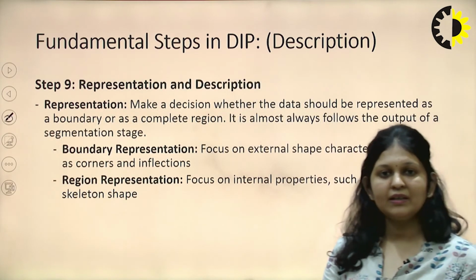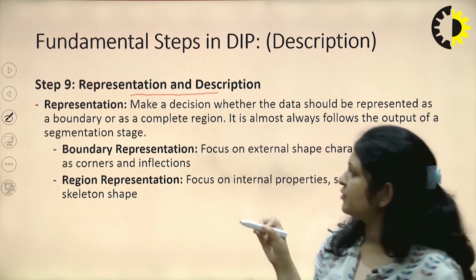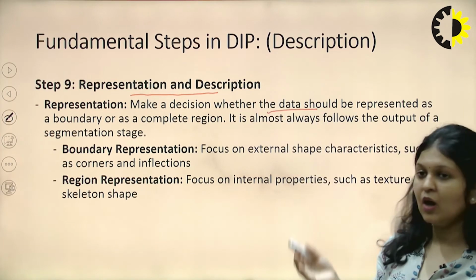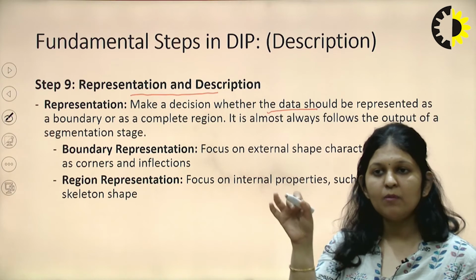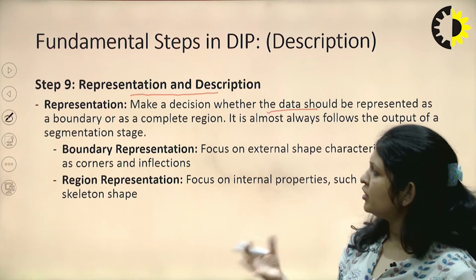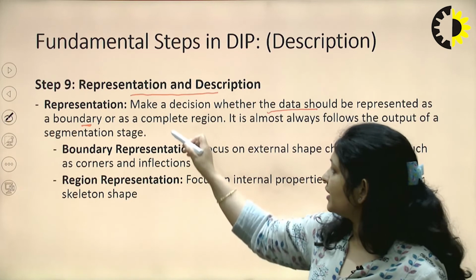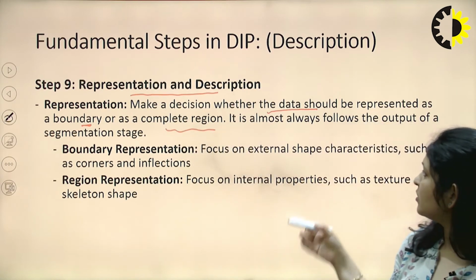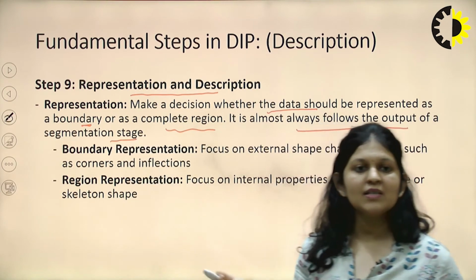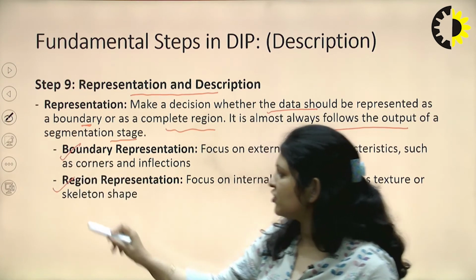Once we have segmented the image, step 9 is representation and description. Representation is deciding whether the data output of the segmentation is a row of pixels from the points within the objects. So now we need to define a boundary, basically represent it, or as a complete region. It almost always follows the output of the segmentation stage. There are two ways we can represent: one is boundary representation, the second is region representation.